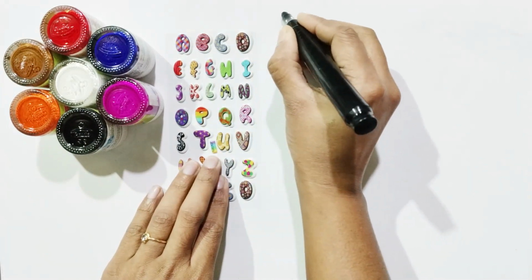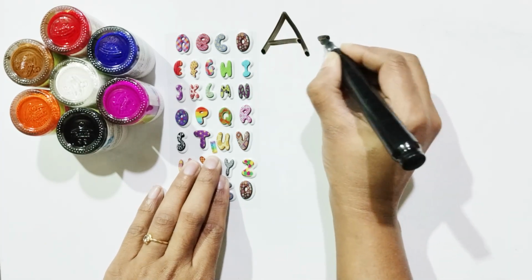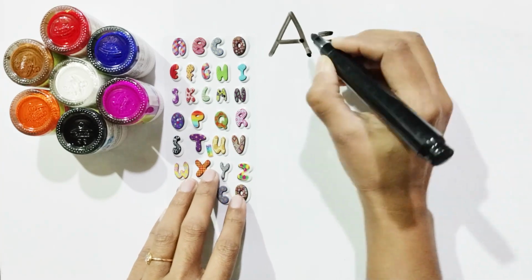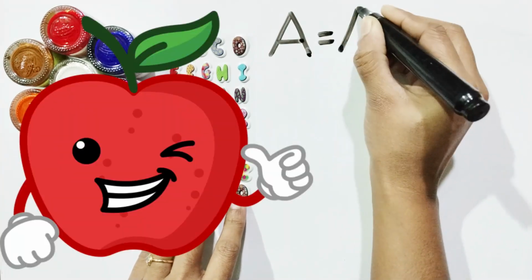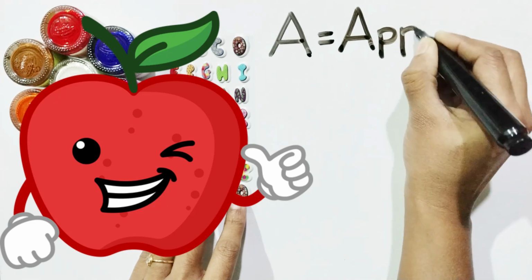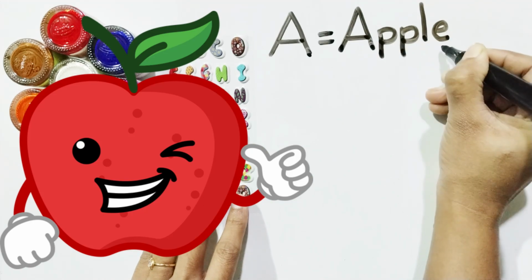Write with me A. A is for apple. A P P L E apple.